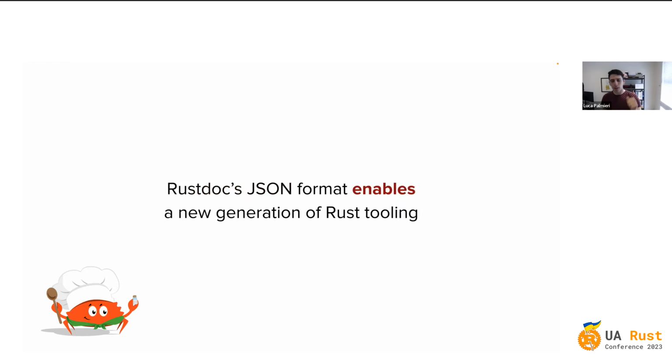Now, as I said, Rustdoc's JSON is nightly, so it's not stable yet. But using nightly for tooling, which is not exactly using nightly for the code you're compiling that runs in production, is a much lower bar. And so a bunch of tools already exist that use the Rustdoc JSON format. And I'm going to go through some honorable mentions.